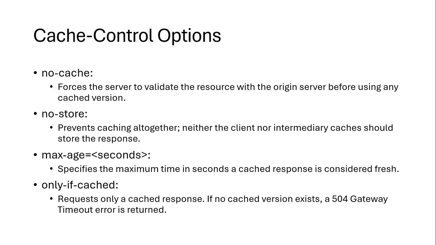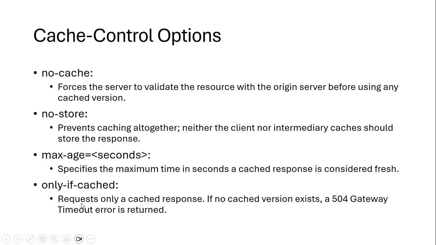For example, no cache forces the server to validate the resource with the origin server before using any cached version. No store means it prevents caching altogether. Neither the client nor the intermediate cache should store the response. Here we can specify the max time in seconds that the cached response is considered fresh.